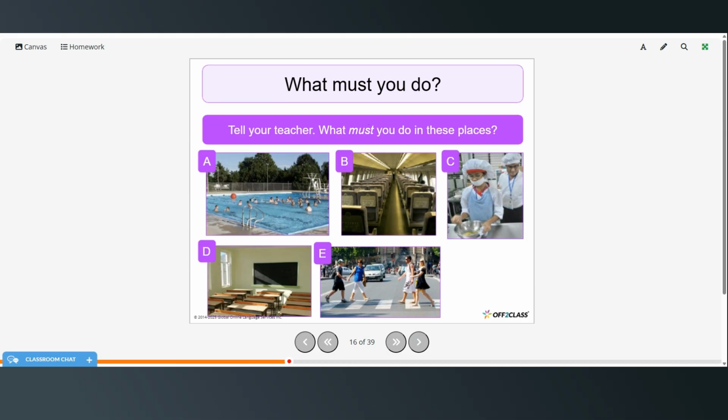So what must you do in these places, in this public swimming pool? Well, you must obey the lifeguard. You must follow all the pool rules. On an airplane, you must fasten your seatbelt. In a kitchen, looks like you must wear a hairnet, or you must wear an apron. You must wash your hands. In a classroom, you must raise your hand to speak. You must respect the other students. You must pay attention. And here you must cross the street at the crosswalk, and you must obey the traffic signals.